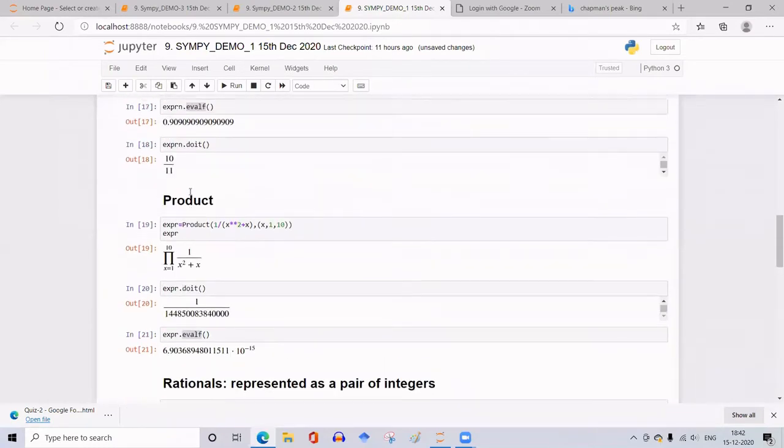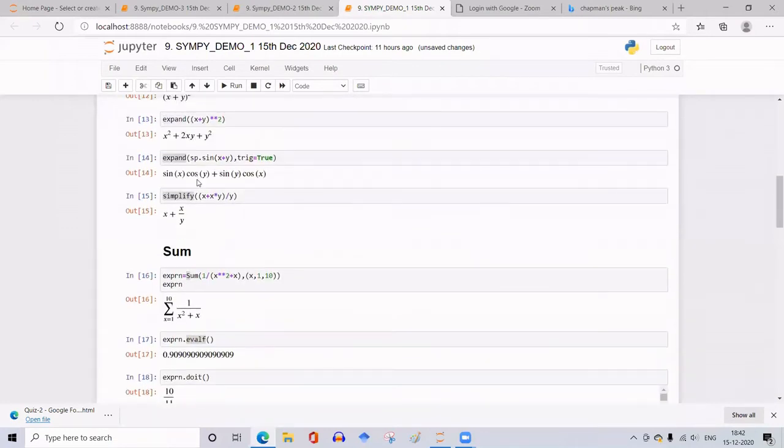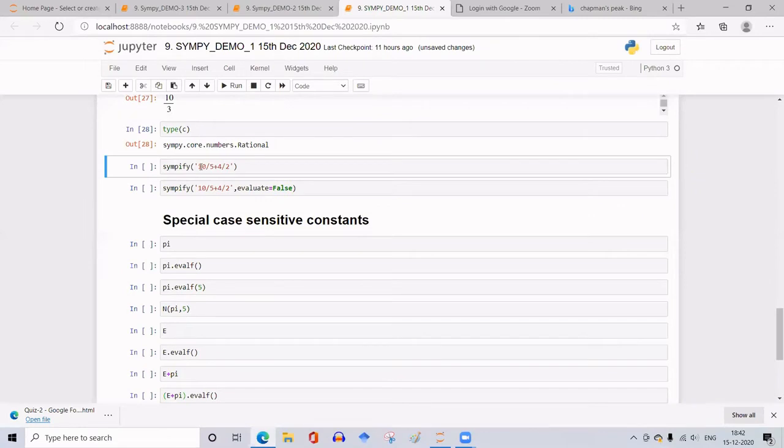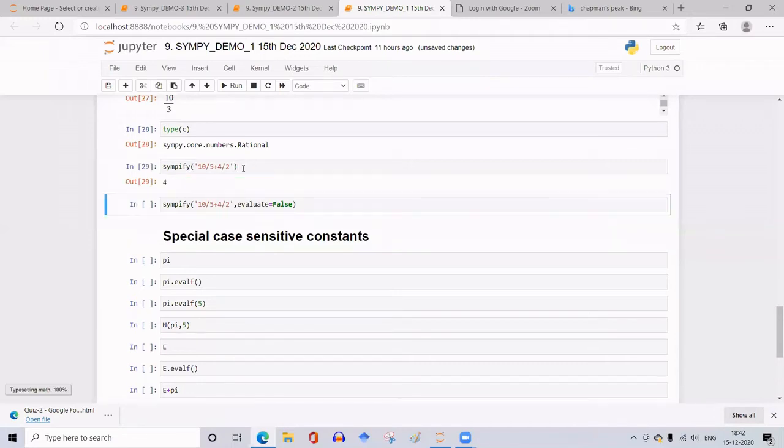I can even use this simplify. Did I explain here? No. Simplify. To simplify, I can even give expressions like this: 10 by 5 plus 4 by 2. If you want to simplify, you give it within quotes, and for this simplify function, simplify 10 by 5 plus 4 by 2. How much is it? Isn't it 4?